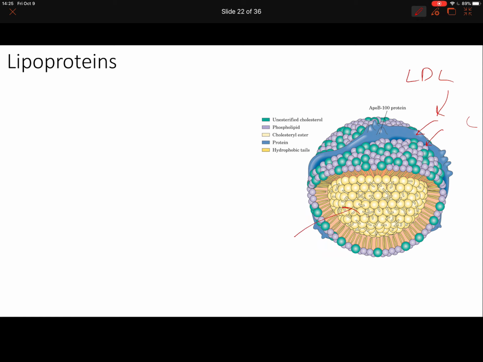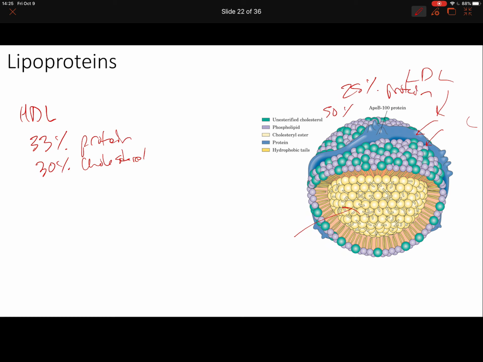They don't all look like this. LDL happens to carry more cholesterol than others, but let's talk about what they do. We've got HDL, which is a high-density lipoprotein, or good cholesterol. This has about 33% protein and about 30% cholesterol. We've got LDL. This one has about 25% protein and 50% cholesterol. So it's just carrying more cholesterol in it.